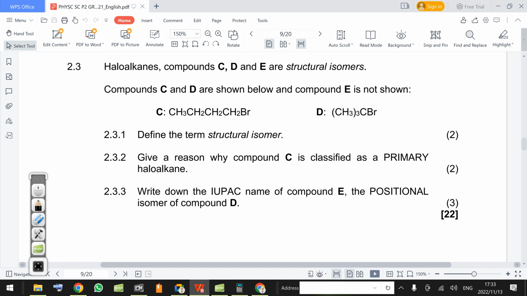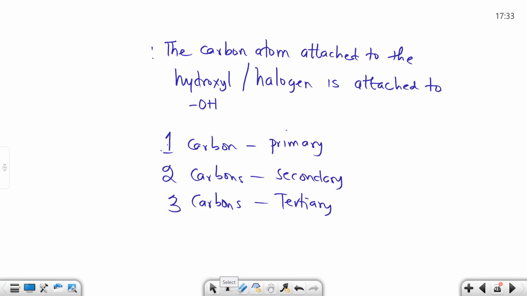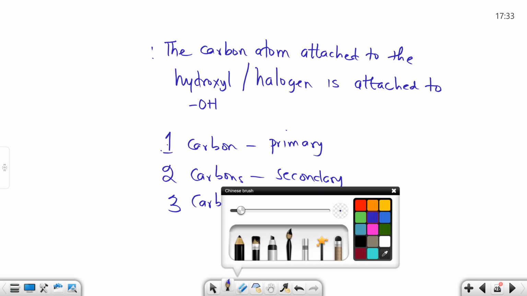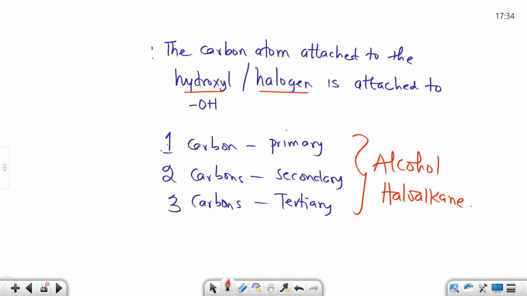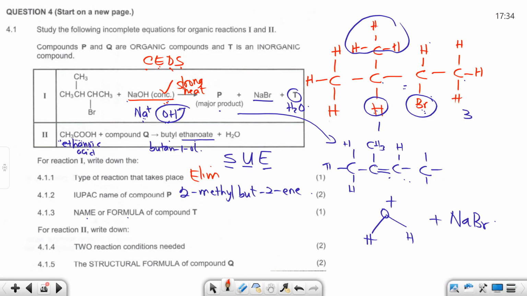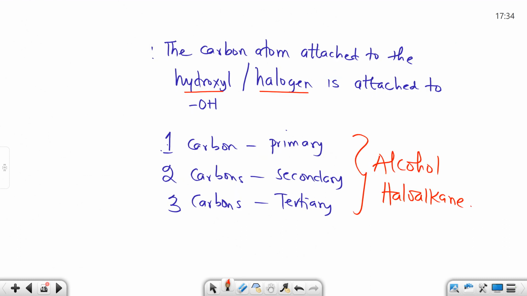Look at 2.3.2. Give a reason why compound C is classified as what? A primary haloalkane. Okay. So then when you say, it's the same thing. The only thing that changes is what? You are no longer talking about hydroxyl. You are talking about what? Halogen. That's all. So it could either be an alcohol or a haloalkane. Everybody okay there? Are we okay? Can I move on? Okay.